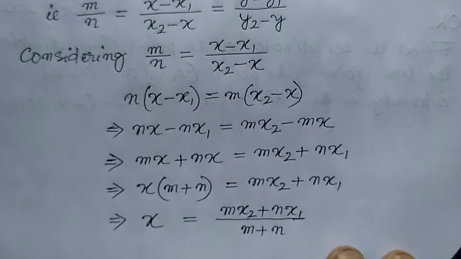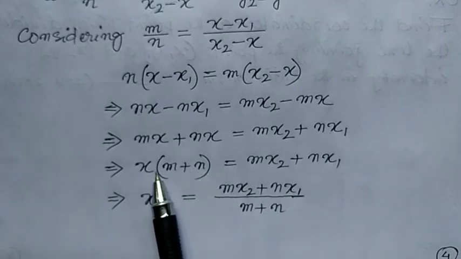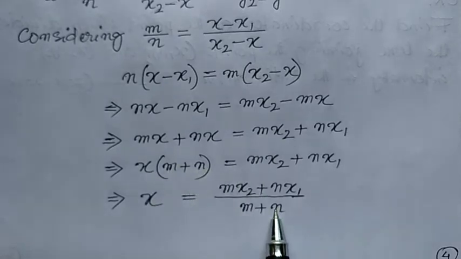Now we want to find only x, so now we send m plus n to the right side. Since x and m plus n together are multiplying on the left side, m plus n becomes divide on the right hand side. So finally we get x to be mx2 plus nx1 divided by m plus n. So there is x.